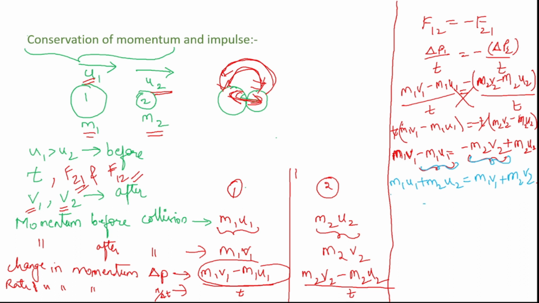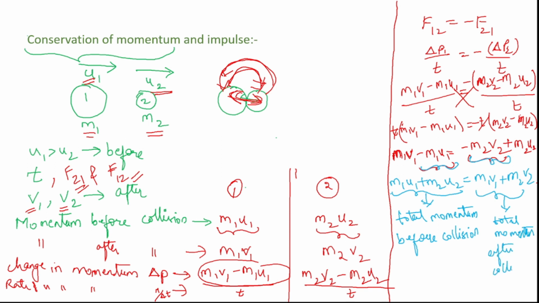So by this you can understand that M1 U1 plus M2 U2 is the total momentum before collision, and M1 V1 plus M2 V2 is the total momentum after collision. So by this we can conclude that the total momentum is not changing before and after collision. That is, the total momentum is unchanged before and after collision. So we can say momentum is conserved.